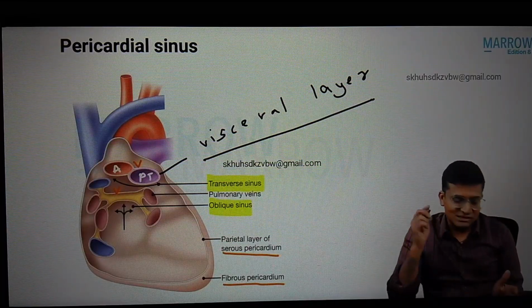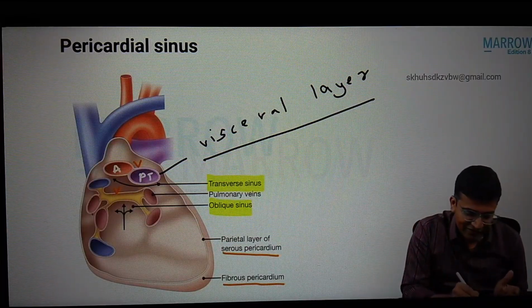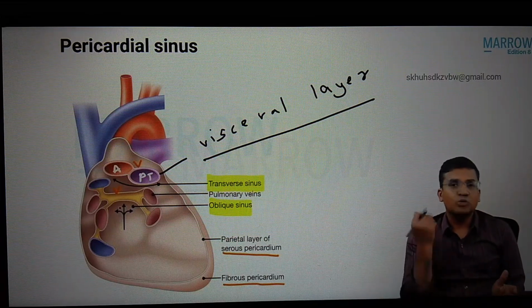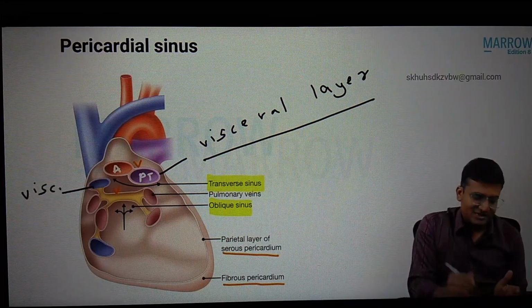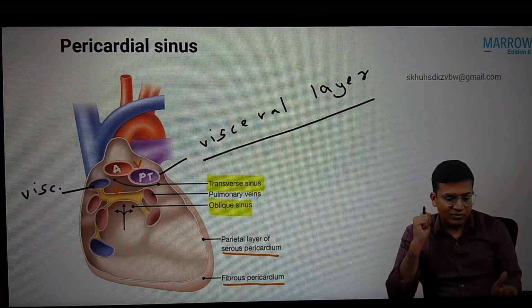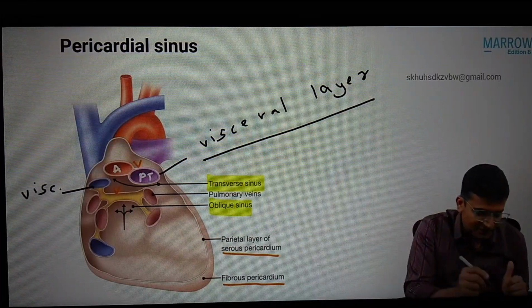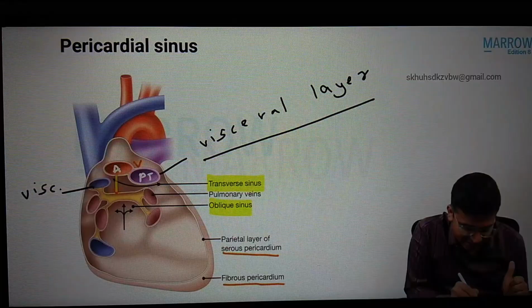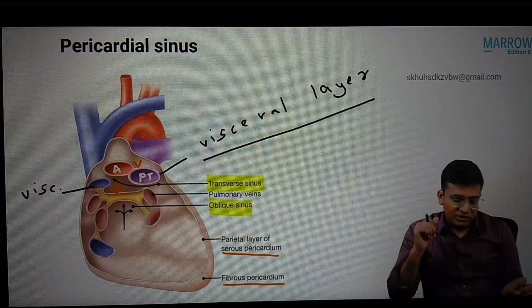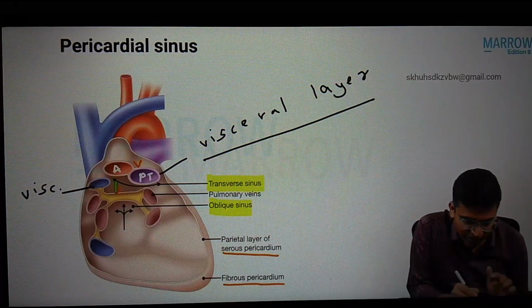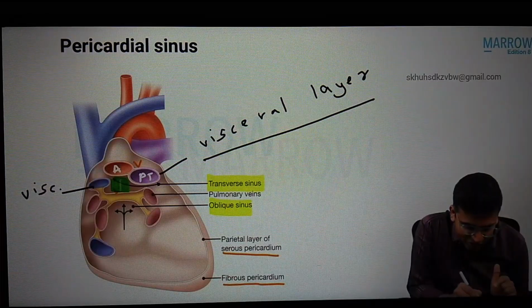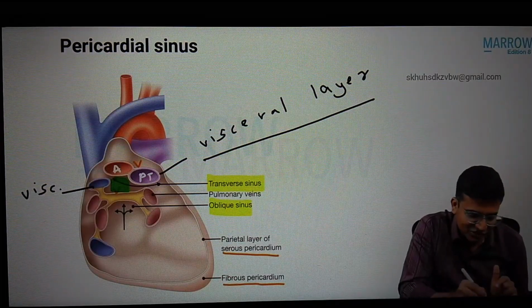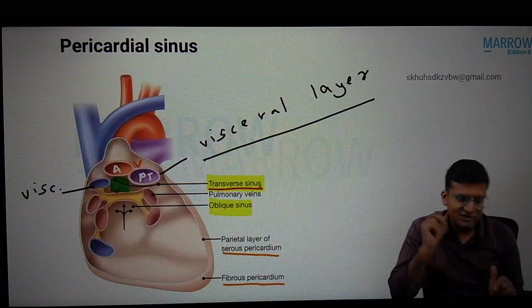That is why they have a common visceral layer of serous pericardium. Similarly, see the veins: the superior vena cava, inferior vena cava and pulmonary veins. The veins have a common visceral layer, for the same reason. Now we are seeing one space. I am shading here. Between the aorta and pulmonary trunk, and behind the superior vena cava, we are seeing this space, and that space is called the transverse sinus.